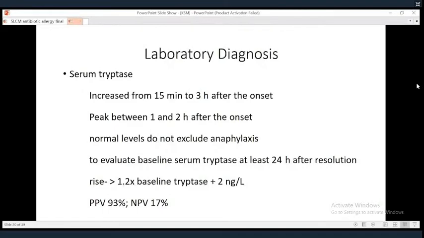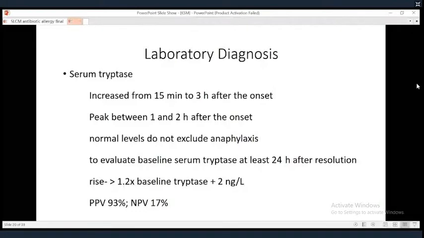So how do you diagnose anaphylaxis in the laboratory? A measurement of histamine would be an idea, but it is very difficult to measure because histamine has a very short half-life. So in place of histamine, we measure serum tryptase. Serum tryptase increases from about 15 minutes after the onset of the reaction and remains elevated for about 3 hours. And the levels peak between 1 to 2 hours after the onset. If you check tryptase levels in all the patients who had anaphylaxis, some of them might have normal levels, but that does not exclude anaphylaxis. If it's positive, it will support the diagnosis, but if it's negative, then we cannot completely exclude it.